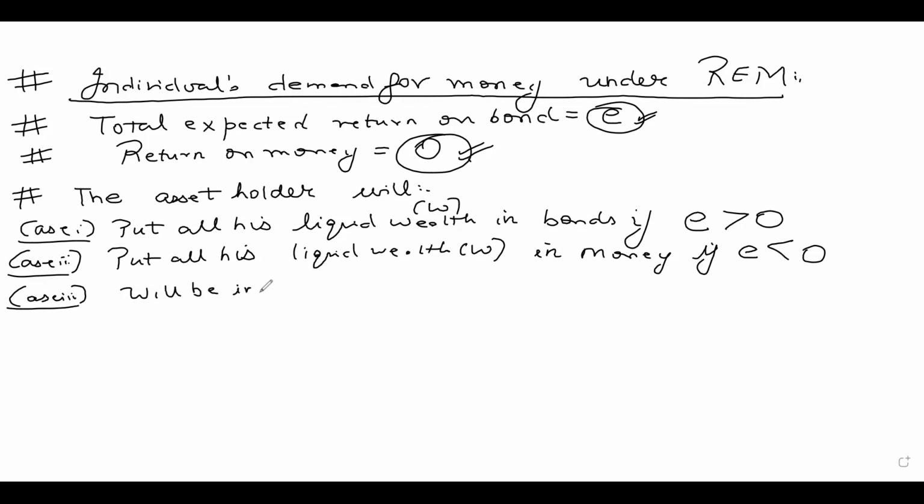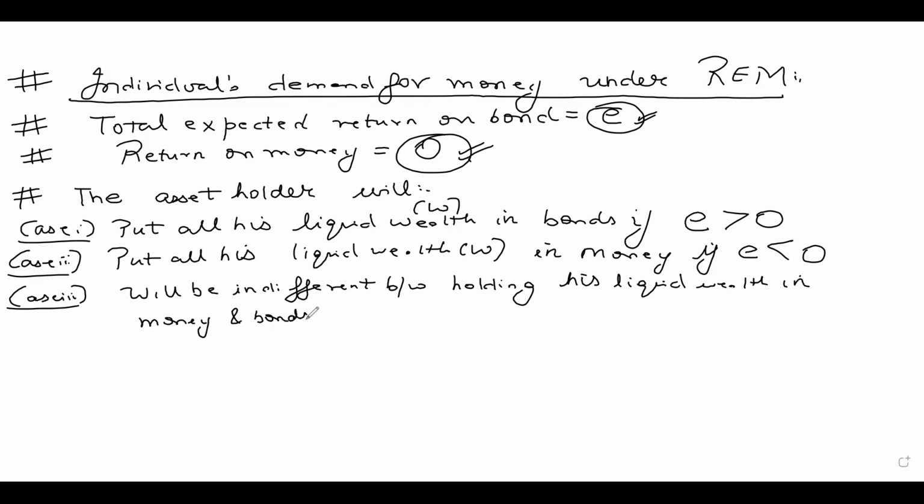And case 3: he will be indifferent between holding his liquid wealth in money and bonds if E is exactly equal to 0. If the total expected return on bonds exactly equals the return on money, in that particular case, the asset holder is going to be indifferent between holding his liquid wealth in the form of money or in the form of bonds.